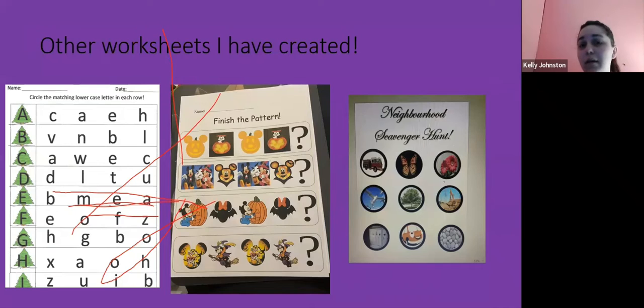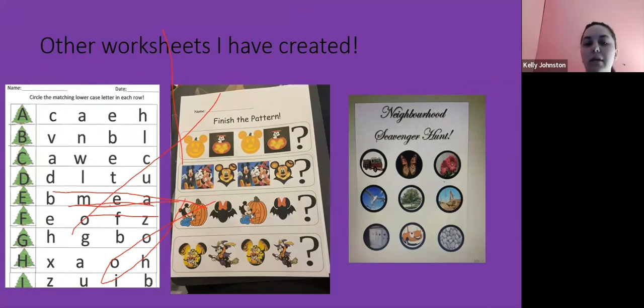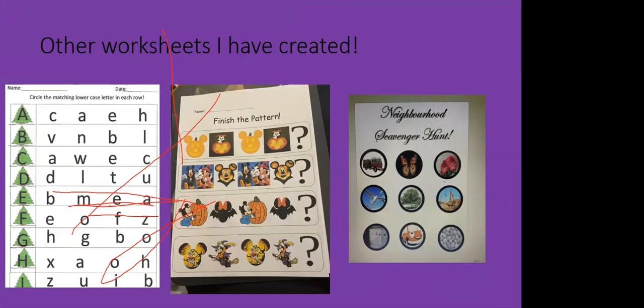So super easy to make. Again, just find the images that you want, size them to the correct size, and put them all in. I just added little text boxes to put all of the pictures in, so it separates them for the kiddos so that they can see it's a new pattern.